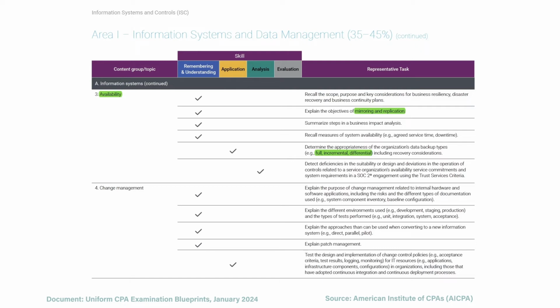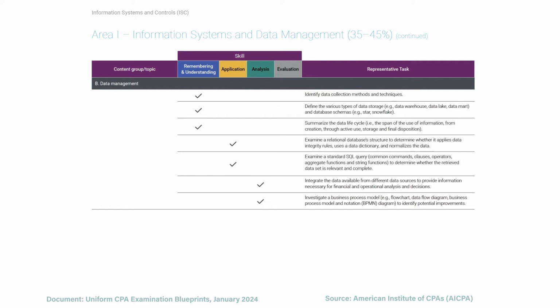And from there, we have change management. So when we change between different types of software, what should we consider? What are the different environments that are used? What are the different types of tests that are performed? Should we do a direct transition, a parallel transition, or a pilot transition? And we need to consider patch management as well.